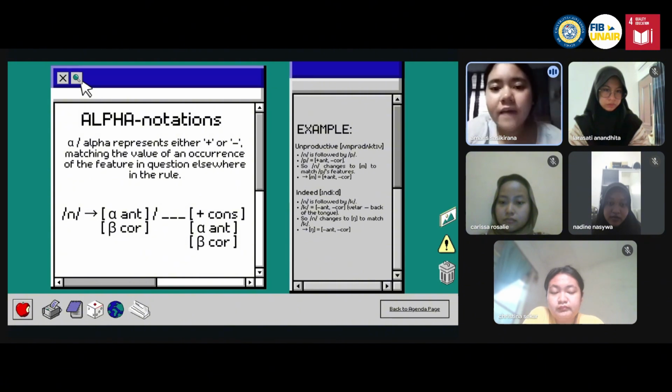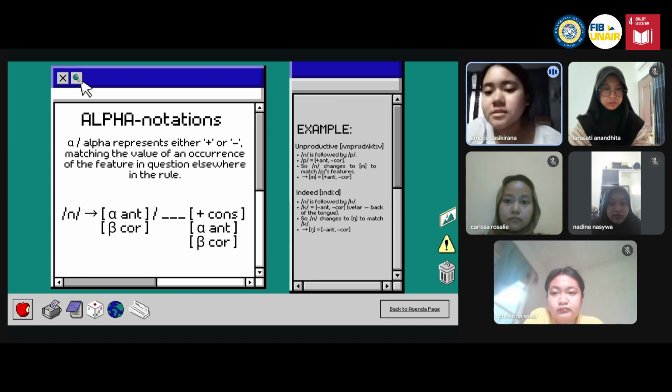So then we have the examples. The first one is unproductive. Un is followed by p. So p is positive ant and negative cor. Why is that? For positive ant, you can see that when you pronounce p, the lips are moving. That's why it's positive, not negative. And it's negative cor because it is the opposite of what the definition of cor is. That's why it's negative cor.